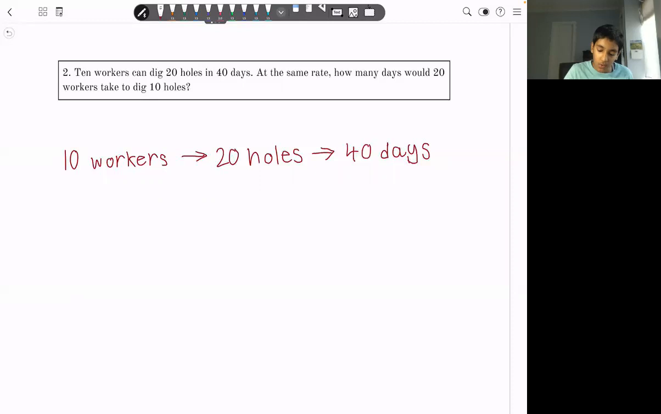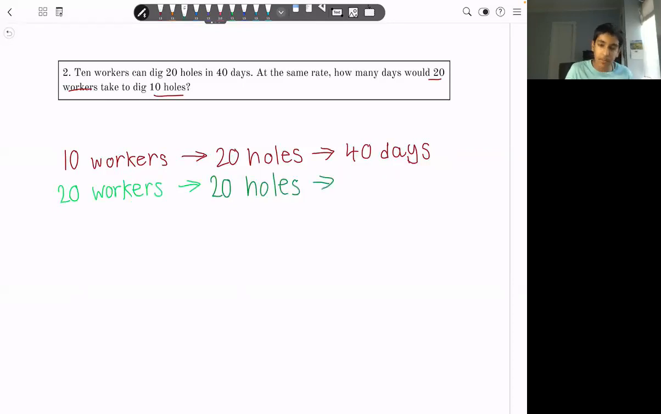Okay, so now we're asked to find how many days 20 workers would take to dig 10 holes. Okay, so let's say instead of 10, now we have 20 workers. And we want them to dig 10 holes. Or let's actually keep it. So let's say, how long will it take 20 workers to dig 20 holes? How long will it take that?